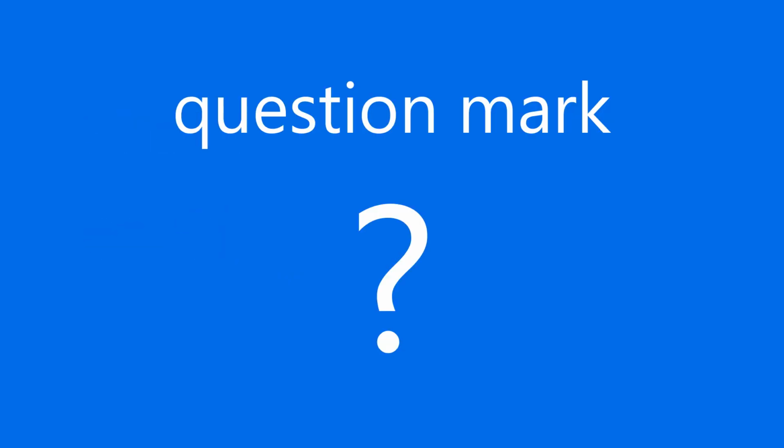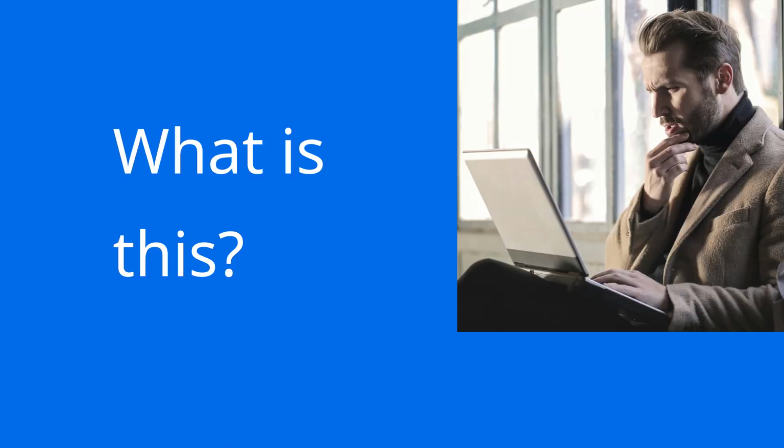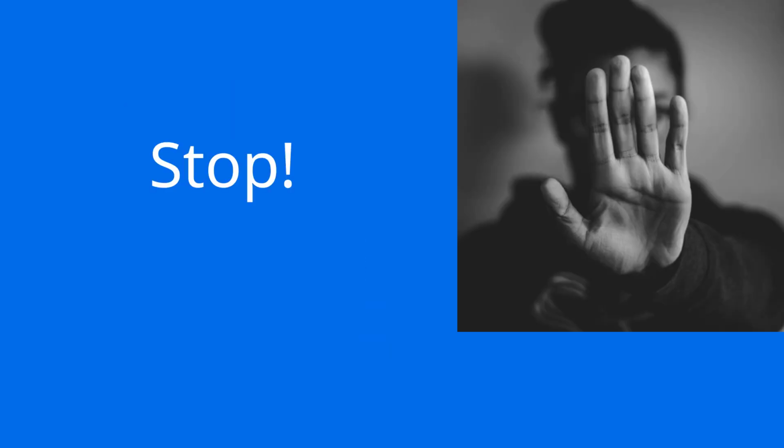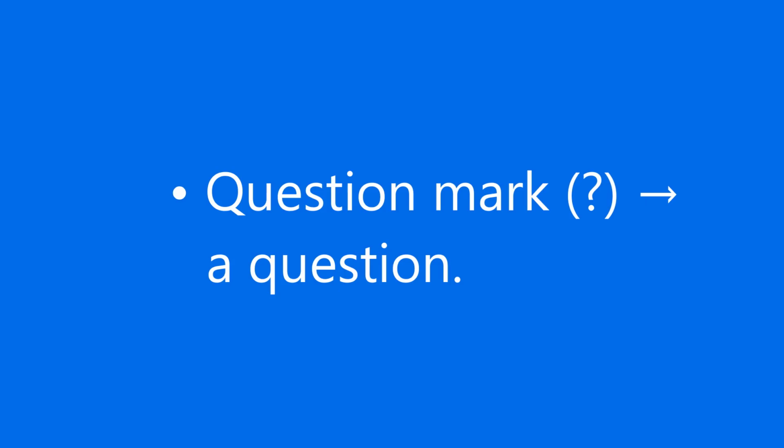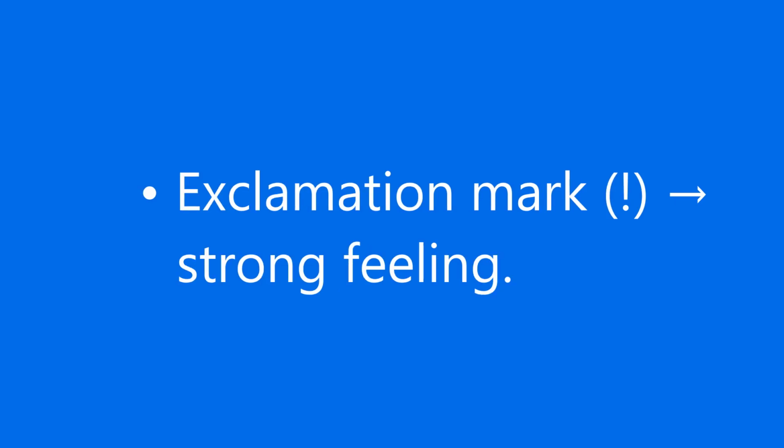We're going to add two other marks that can be at the end of a sentence. Just like a full stop, these marks tell us something about the sentence. A full stop or period shows a simple statement. She is cooking. Now two more. A question mark shows the sentence is asking something. For example, what is this? An exclamation mark shows strong feeling, surprise, excitement, or urgency. For example, stop! Period, a statement. Question mark, a question. Exclamation mark, strong feeling.